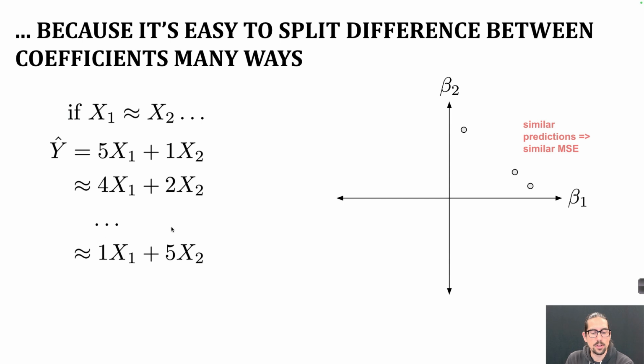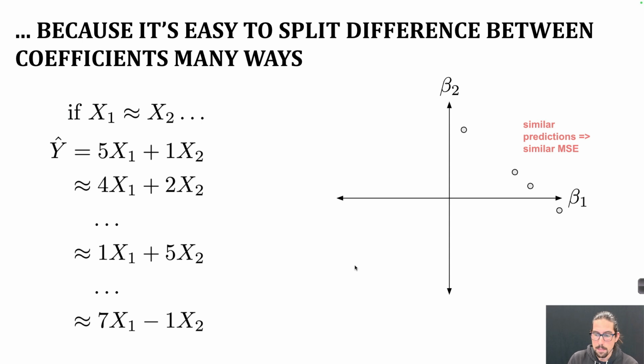And I could do this even more extremely. So here I'm plotting the coefficient values that I'm getting. These coefficients are 5, 1, and this is 4, 2, and this is 1, 5, right? And all of these models have basically the same MSE. It's really hard to tell them apart.